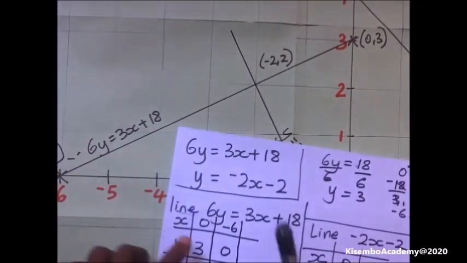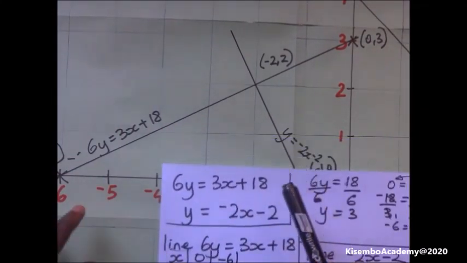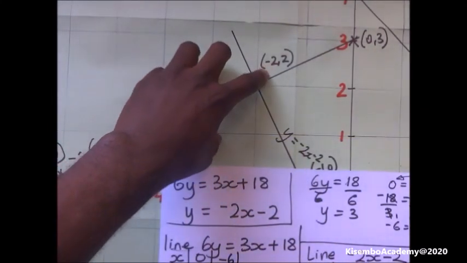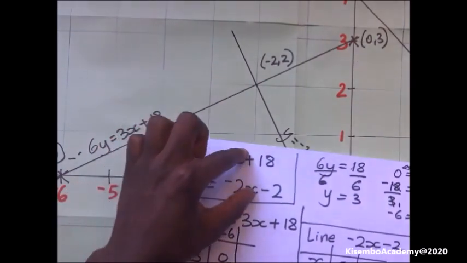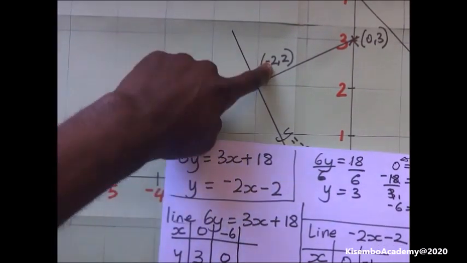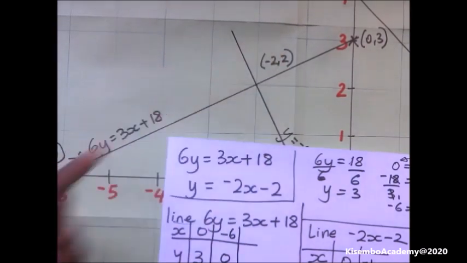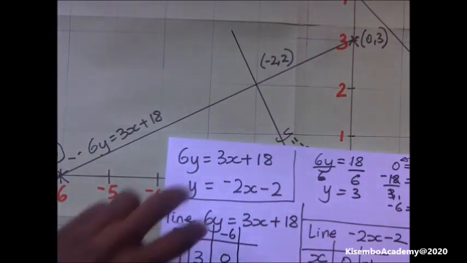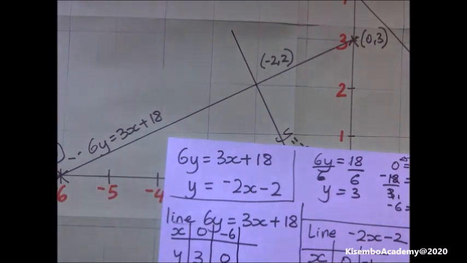Since these two lines of these two equations, when you draw them, meet at that point of -2, 2, it means that as far as this simultaneous equation is concerned, the value of x here is -2 and the value of y here is 2, and that's the solution to the variables in this simultaneous equation.